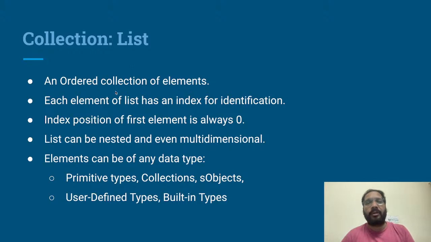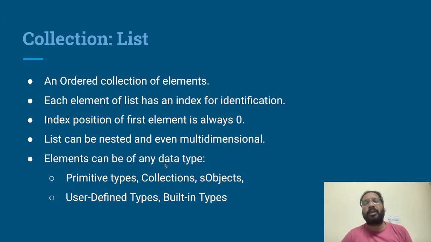Whenever you want to store more than one element of the same type, then generally we create a list, and list is basically an ordered collection. Each element of a list has an index for identification, and the index position of the first element is always 0. Okay, a list can be nested and even multi-dimensional.